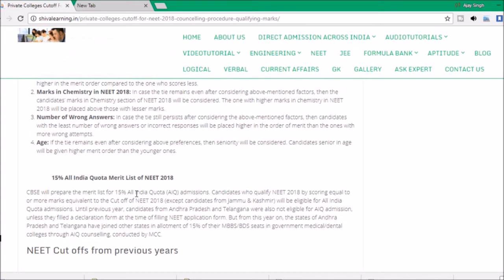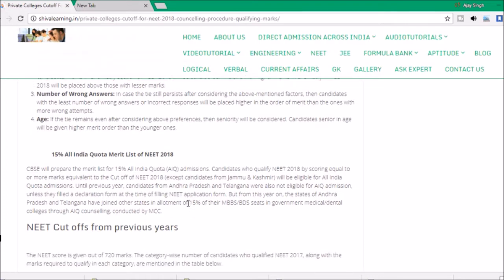And you know the 15% quota, like in 100% seats, 15% seats are allowed for all over India. It means for 15% of seats you can apply all over India, like you are from Uttar Pradesh or you are from Madhya Pradesh, so you can apply for a seat in Bangalore, in Karnataka, in Tamil Nadu. But that is only for 15%. And the 85% of the seats are only for state quota, okay.